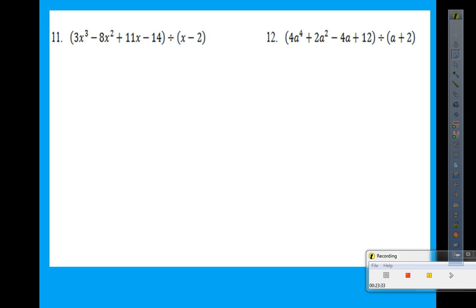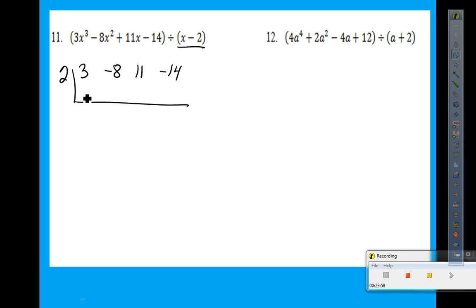Now, number 11 is just like it. There's nothing fancy on number 11. But on number 12, 13, and 14 there are. So set that equal to 0 and get a 2. Upside down division sign, I got a 3, a negative 8, an 11, and a negative 14.